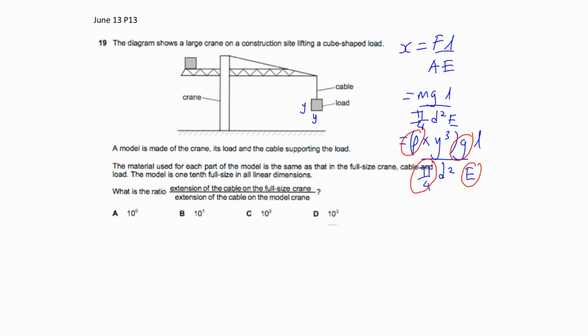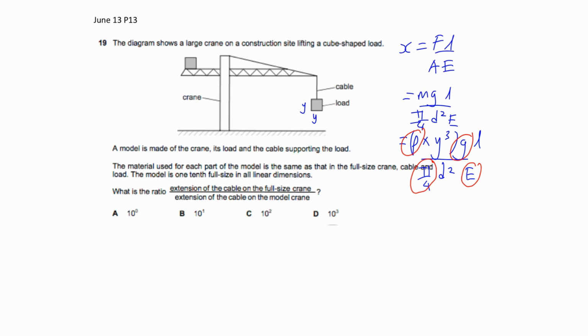Basically everything is the same as before, where the model is 1/10 of the full size in all linear dimensions, but this time they want to find the extension. The easiest way to find the extension would be to use strain, where strain equals the ratio of extension to original length. But in this case we don't know the strain, so we have no choice but to use the actual formula for Young modulus.